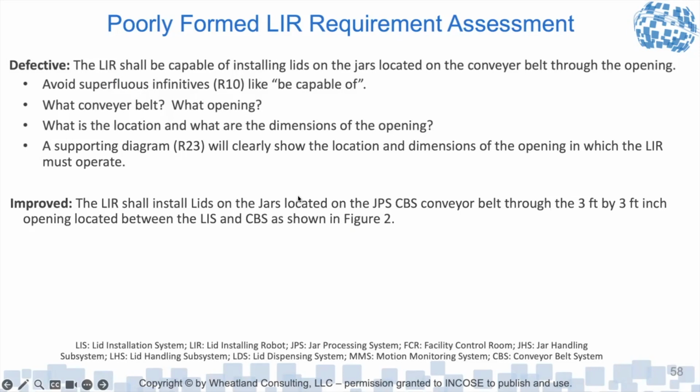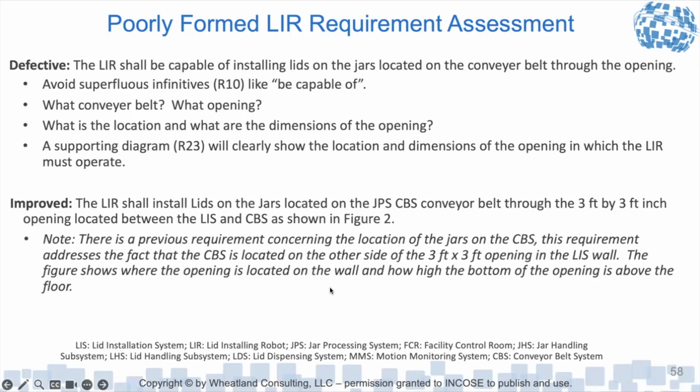So an improved version, the LIR shall install lids in the jars located on the JPS conveyor belt through this 3-foot by 3-foot opening located between the LIS and the CBS as shown in Figure 2. Note there's a previous requirement concerning the location of the jars on the conveyor belt. This requirement is adjusted to the fact that CBS is located on the other side of the 3-foot by 3-foot opening in the LIS wall. The figure shows where the opening is located on the wall and how high the bottom of the opening is above the floor.